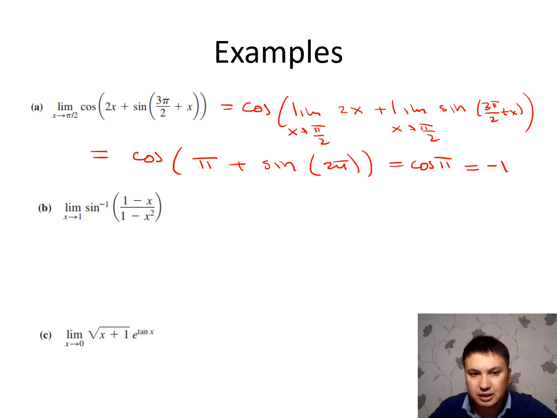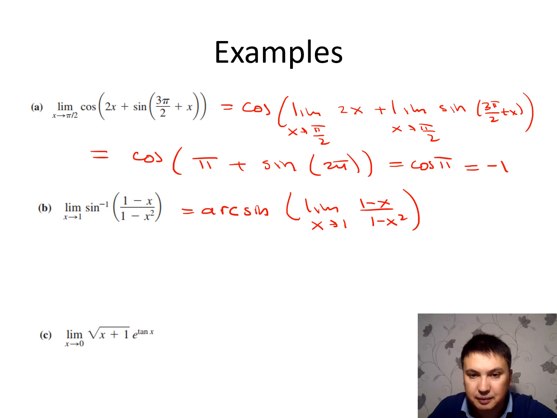Okay, how about here? As I said, this is sine inverse, arc sine, right? Because sine is continuous, as I said, the inverse is also continuous, so I can place the limit inside. So take the limit inside, x goes to 1, of 1 minus x over 1 minus x squared.